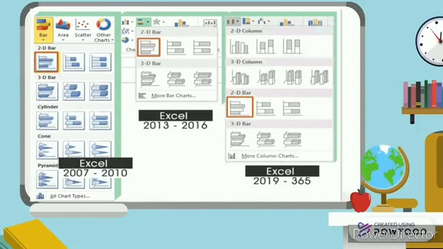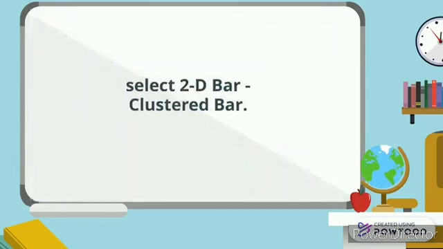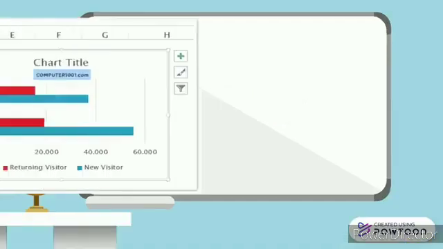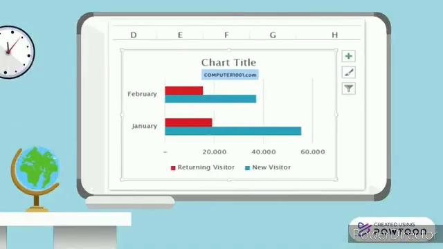3. There are several bar chart models. For this tutorial, select 2D bar, clustered bar. 4. The diagram will be shown as shown below. Give the chart a title by clicking Chart Title and typing a new title. Note: for Excel 2007 and 2010, display the chart title box by, in Chart Tools, Layout, Labels, click Chart Titles and select Above Chart.